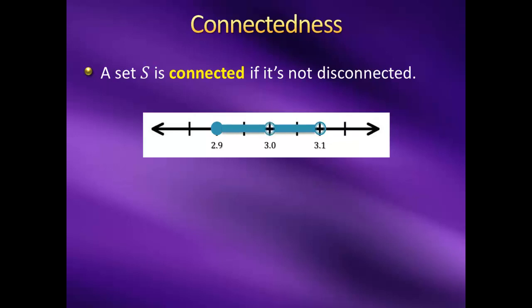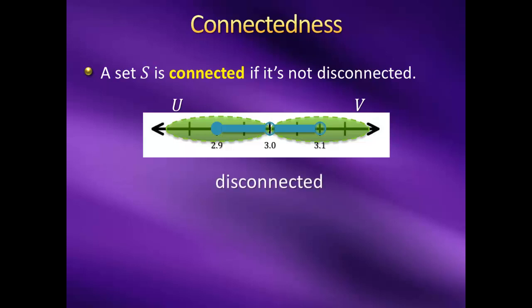On the other hand, what if we took out 3? Is the interval still connected? Well, now we could enclose the two halves of the interval in open sets. Perhaps we could let U be the open interval from 2.8 to 3, and V be the open interval from 3 to 3.2. Then the intersections of these two sets with S, which are non-empty, have nothing in common, but together they make up all of S. Thus, by taking out 3, we've made our interval disconnected.